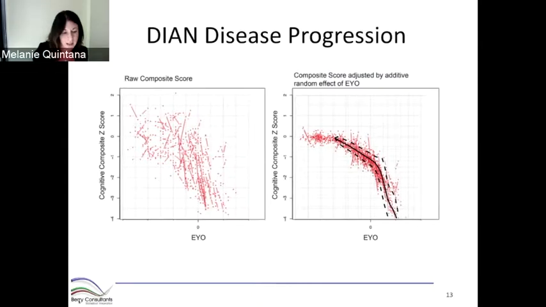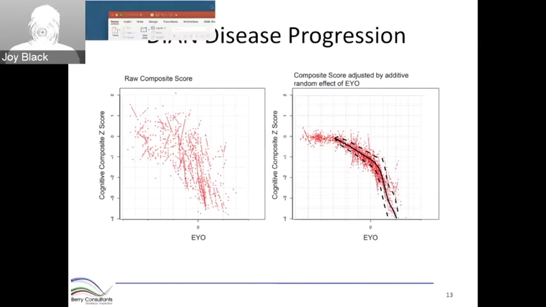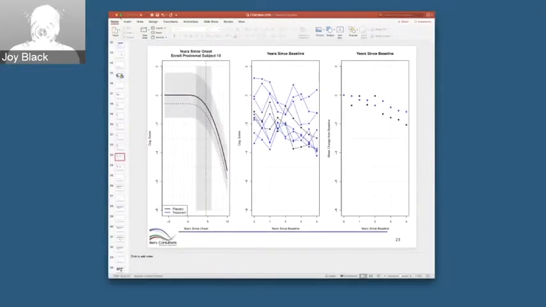Wait 1 second. The slide is not advancing. Are you guys seeing the plots? Yes, the DIAN disease progression, the plots with the red. Yeah. Oh, there it is. Okay. But it's not in slideshow mode.